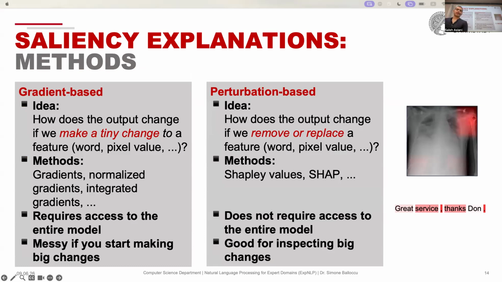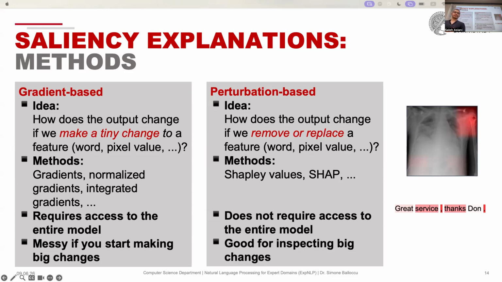So let's talk about the methods we have in saliency explanations. First we have gradient-based methods, and we also have perturbation-based methods. Gradient-based is when we try to understand, by making a small change in the inputs, how the output will change. We're not trying to completely replace or completely remove some part of the input. We're just trying to understand, if I change this pixel by this amount, what will happen to the output?